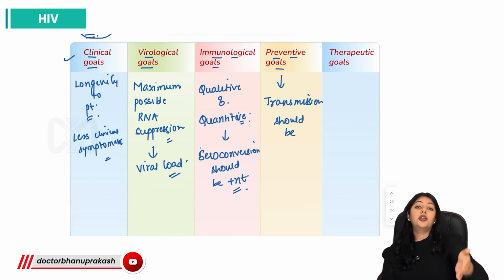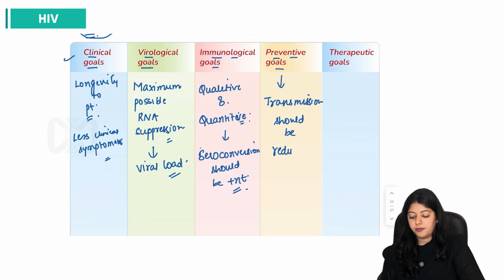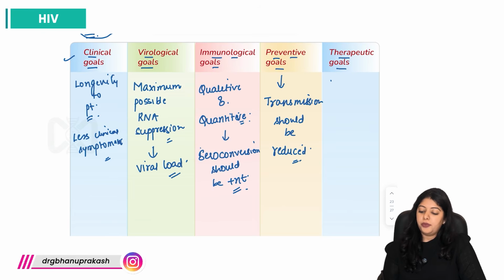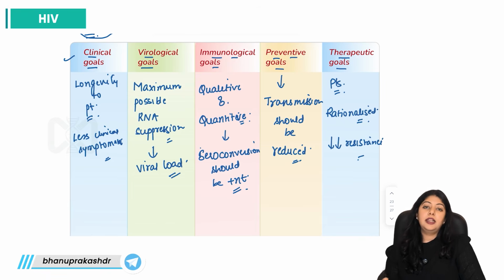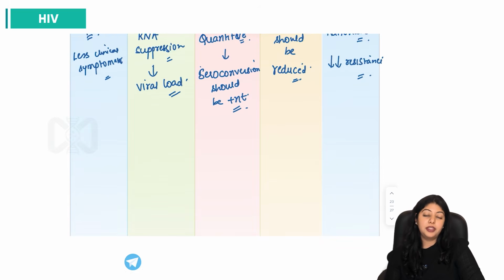So the patient should be able to block the transmission to normal healthy people. And therapeutic goals: the patient needs to be given the drugs. Rationalization of drugs should be present so that there is less development of resistance in the patient. Less resistance should be developed in such patients, right? So these are the important goals that we need to know.